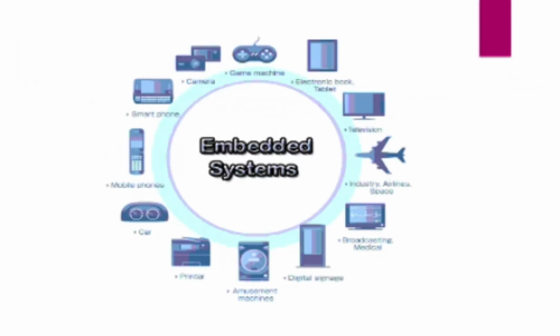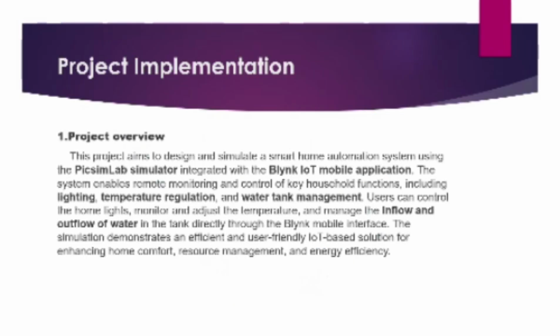These are examples of embedded systems that we encounter in our day-to-day life: smartphones, cars, printers, machines, television, camera, and many more. These are all designed to perform specific tasks, hence they are called embedded systems. Next, coming to the project implementation part, the project overview.